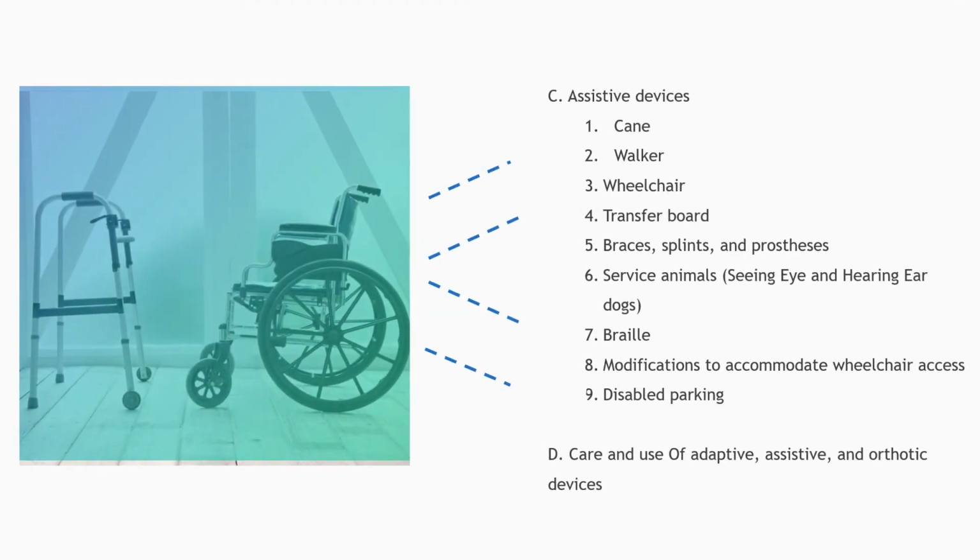Assistive devices. Cane, walker, wheelchair, transfer board, braces, splints, and prosthesis. Service animals, seeing eye and hearing ear dogs. Braille. Modifications to accommodate wheelchair access. Disabled parking. Care and use of adaptive, assistive, and orthotic devices.